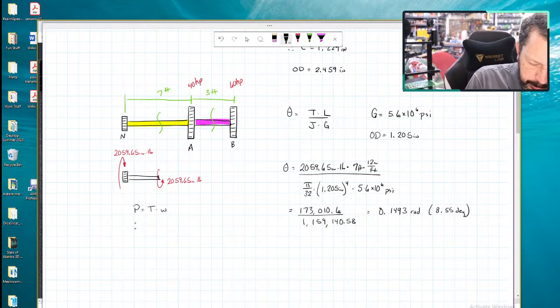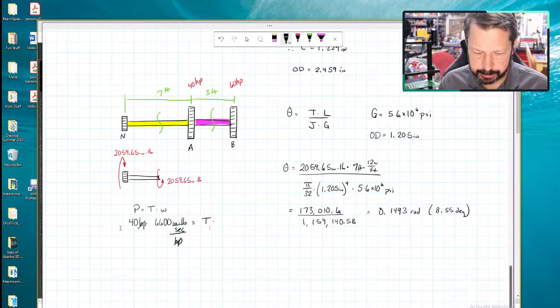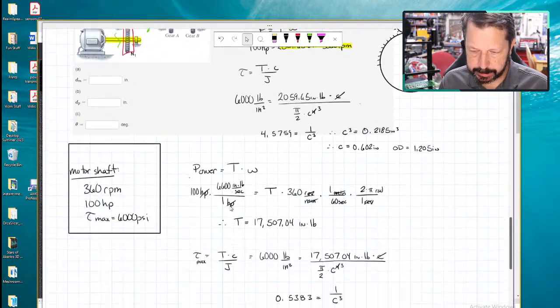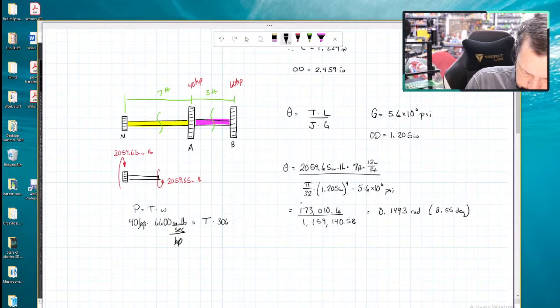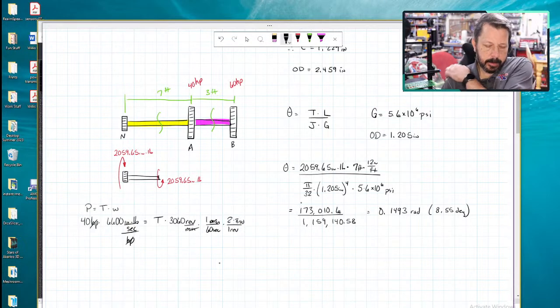Alright, so 40 horsepower times 6,600 inch-pounds per second per horsepower equals some amount of torque times omega. This whole shaft is spinning at the same speed, and that speed I've already forgotten. Where's it at? 3060 RPM. One minute is 60 seconds. One revolution is 2 pi radians. So we can solve for torque here.